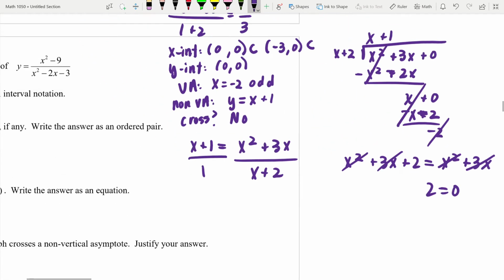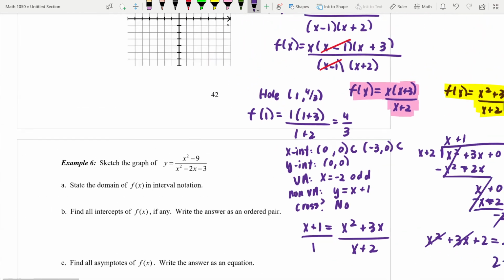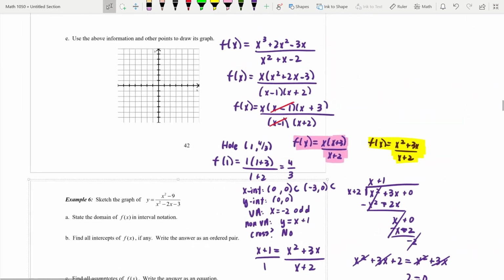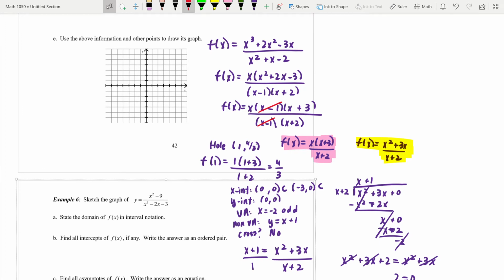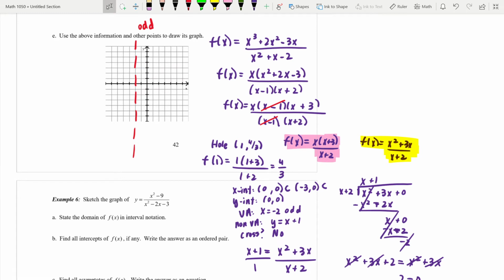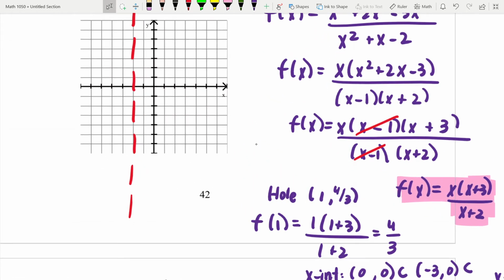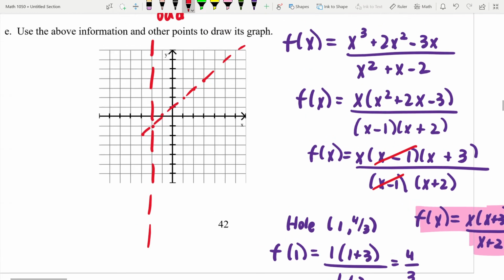Okay, now let's graph it. So, I have a vertical asymptote at x equals -2. Grab your pencil, or grab your red marker, dash it in red, and at the very top, put odd. Your non-vertical is y equals x plus 1. Watch me graph this. Up 1, make a dot. Up 1, right 1, up 1, right 1, up 1, right 1. Down 1, left 1, down 1, left 1, down 1, left 1. It does not cross a non-vertical, so I can just make it solid. That does not look good.